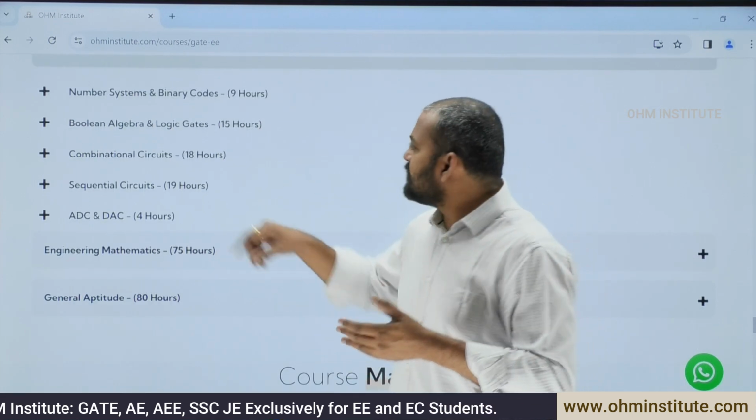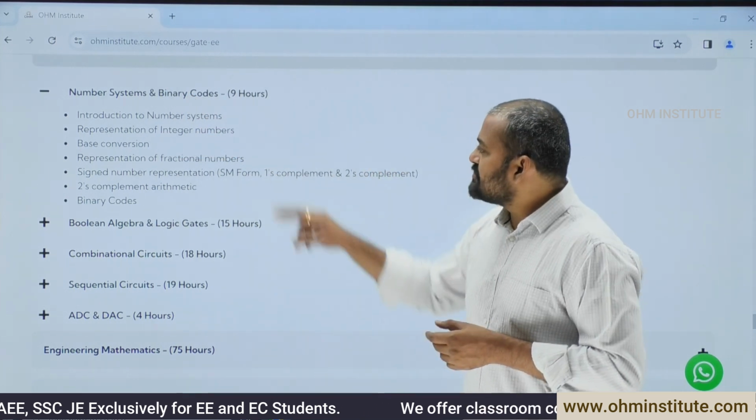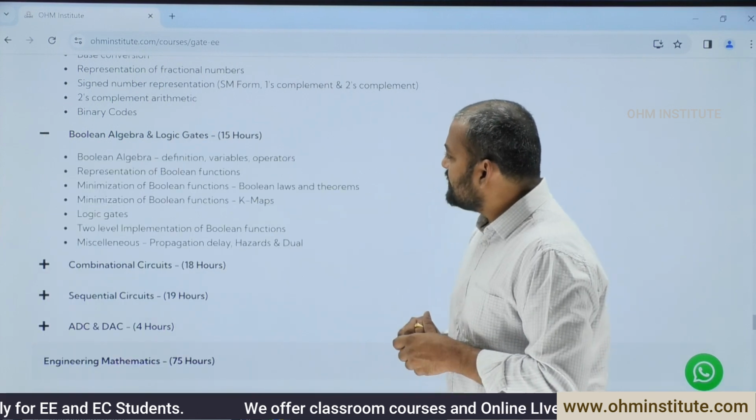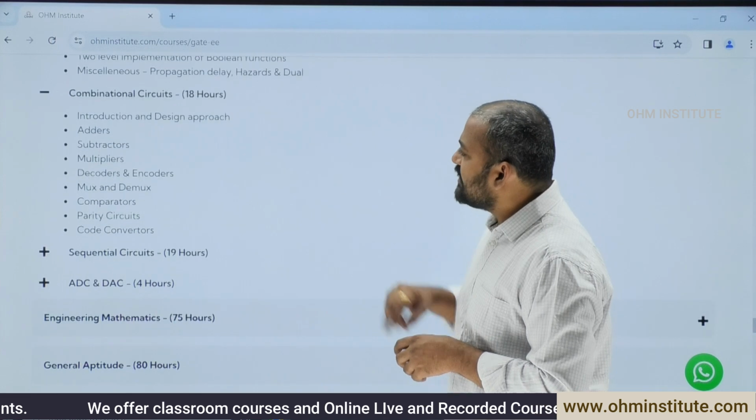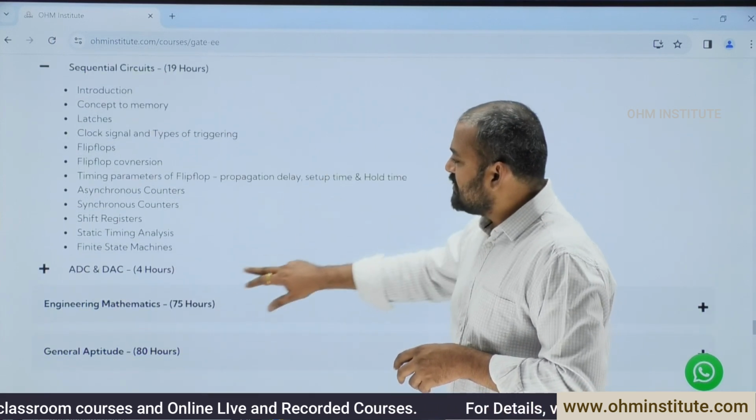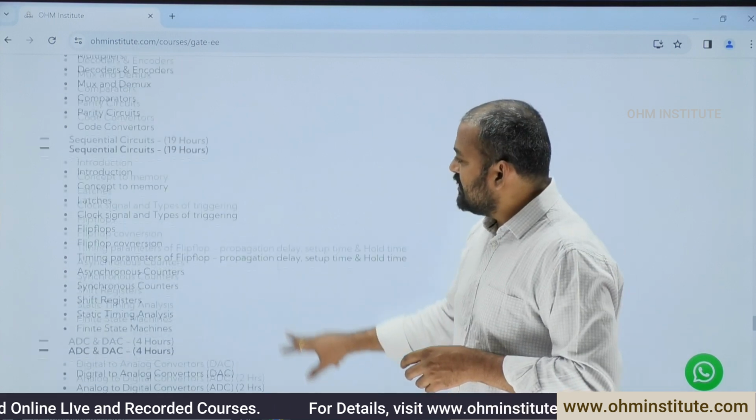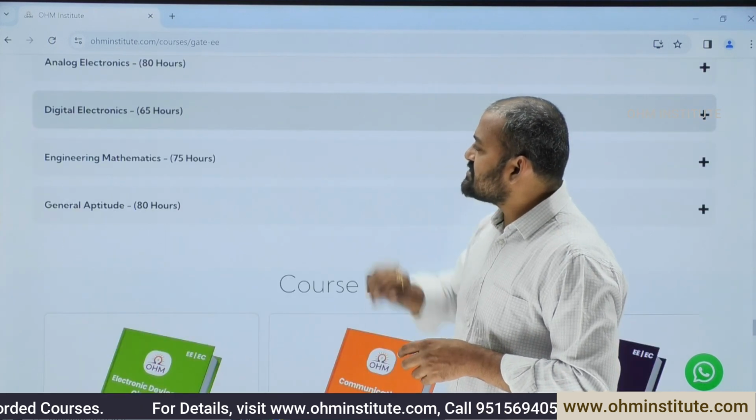There are many subtopics in that. First one is number system and binary codes, around 9 hours will be taken. Boolean algebra and logic gates, around 15 hours. Combinational circuits, around 18 hours. Sequential circuits, 19 hours. And ADCs and DACs will take around 4 hours. Okay, so these are the topics and subtopics from the digital electronics course.